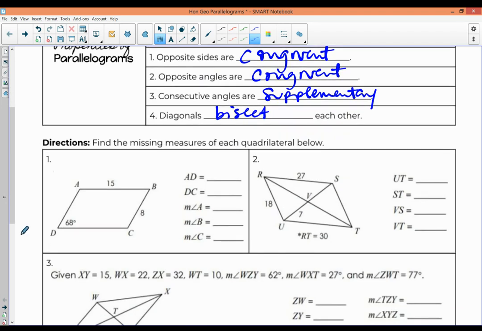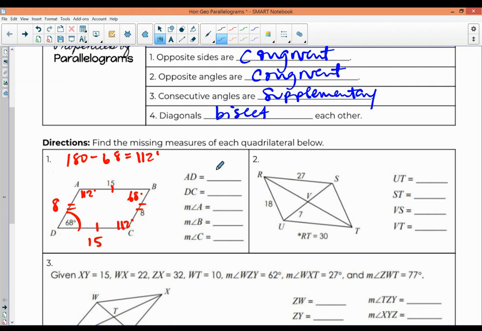So these first two problems, we're going to analyze the measures that were given to find the missing measures. So we know that those sides are congruent and these sides are congruent. Those angles are congruent. And then these angles are supplementary. So that would be 112 and 112. All right, so I'll just fill that in accordingly.